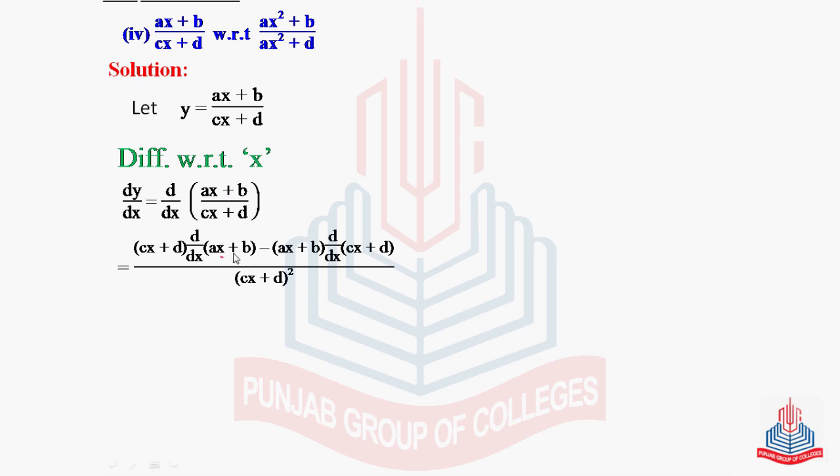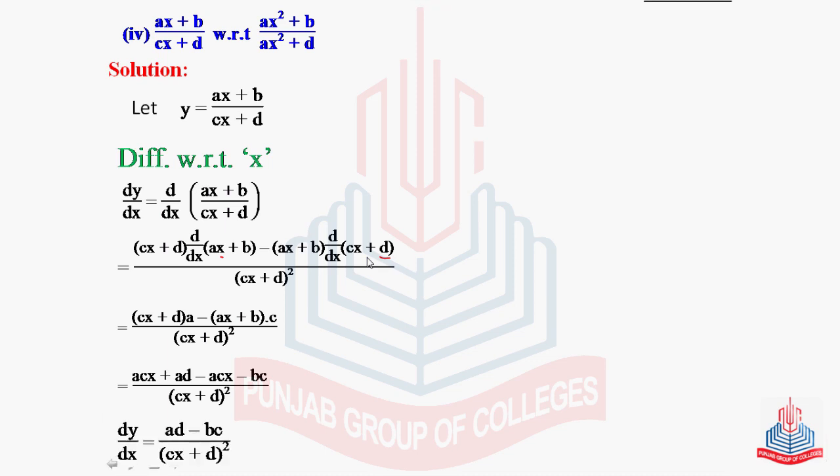So similarly here, the derivative of d will be 0 because it is a constant term, and c will come out of the derivative. The derivative will apply only on x. So applying these derivatives, we have our dy by dx as (ad minus bc) divided by (cx plus d) whole square.